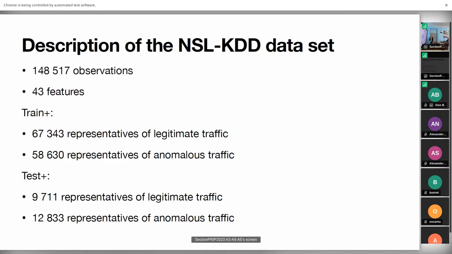I would like to begin the presentation of our anomaly detection approach by describing the data set. The NSL-KDD data set is widely recognized for testing adaptive algorithms across various network protocols. It contains 43 features, including the target variable. And the data set is balanced with 125 observations in the training set and 22.5 in the test set.